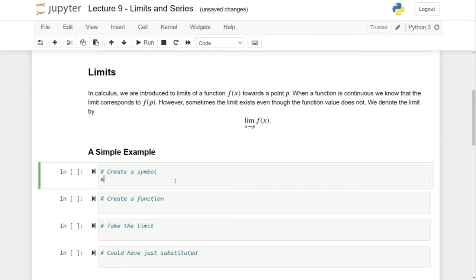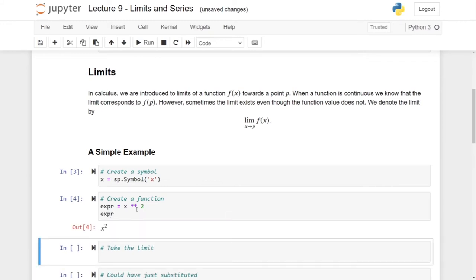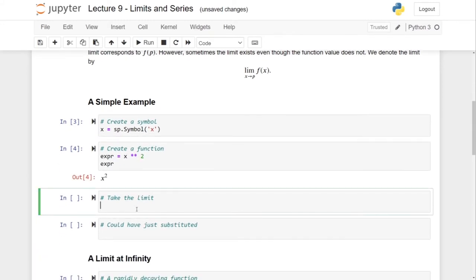Let's just first create a symbol. As usual, sp.symbol with x. This gives us our symbol, and now let's make an expression or a function. So let the expression be x to the second power. We can have it printed out here. And then we can take the limit by using the limit function of SymPy. So we just write sp.limit like that. Nothing else to be done.